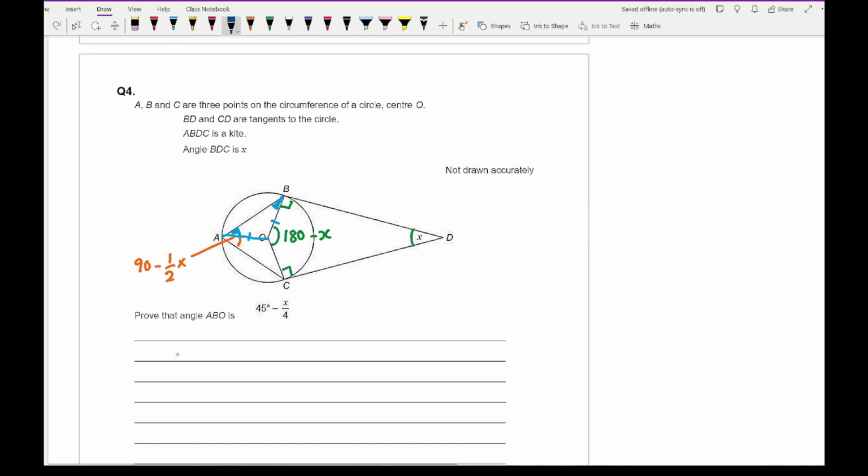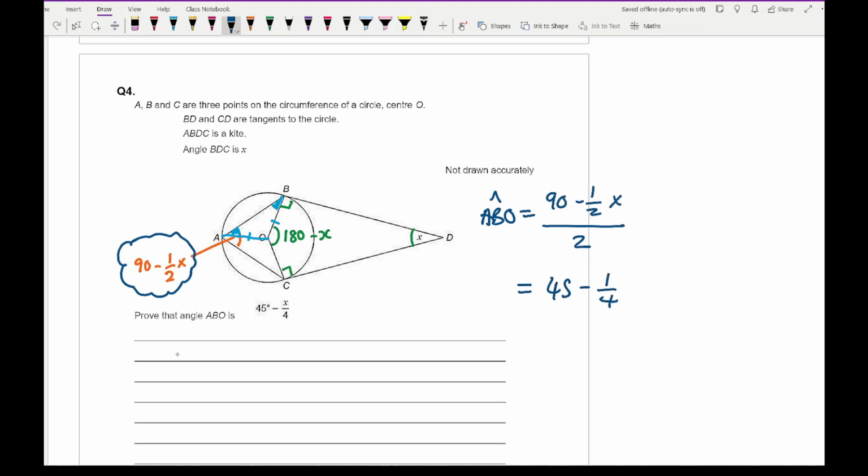Now, what's that blue angle? Well, that blue angle is half of this angle here. So therefore, that ABO equals 90 minus a half X divided by 2, which equals 45 minus a quarter X. And there is my final answer.